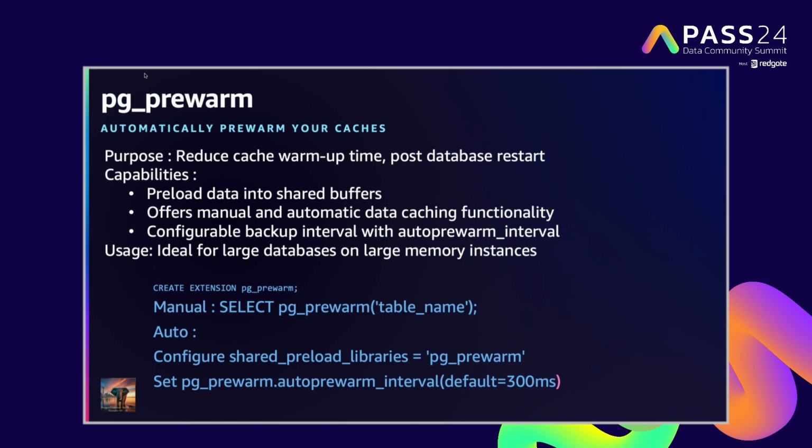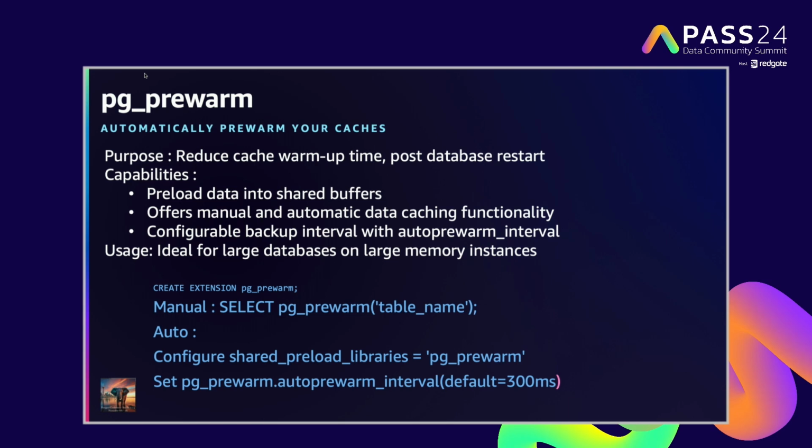It has 2 options. One of the options is you can do it manually. That is, as shown here, you can just say select pg_prewarm and mention the contents which you want to pull into cache. And the other is automated, which is useful. If a database crashes or is rebooted, then at that time you lose the contents of the cache. And that's where you would put in the process of automation. You would need to configure it.